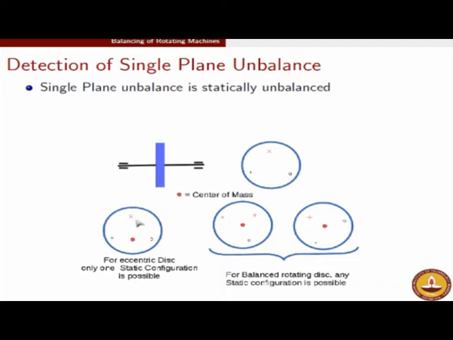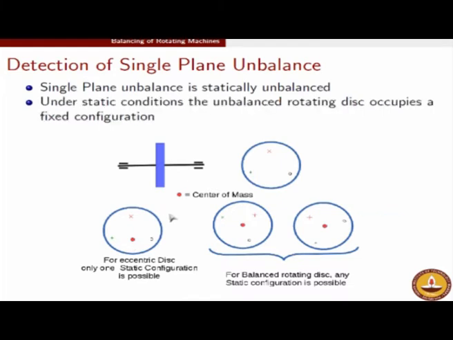There is one more configuration which is above, but that is an unstable configuration, so you would not get it. The stable configuration is where you will have the center of mass directly below the axis of rotation. So under static condition, the unbalanced rotating disc occupies a fixed configuration, in which the center of mass lies directly below the point of rotation.